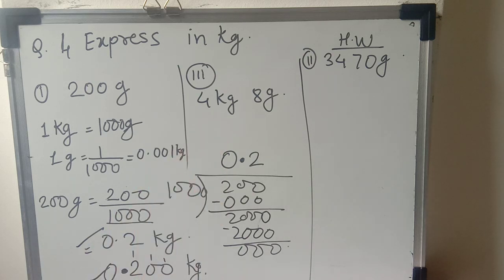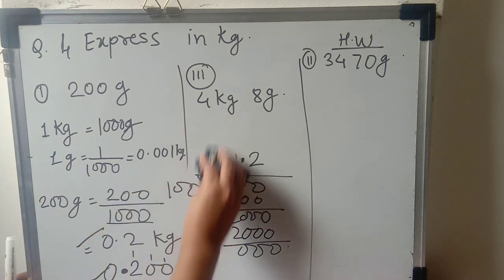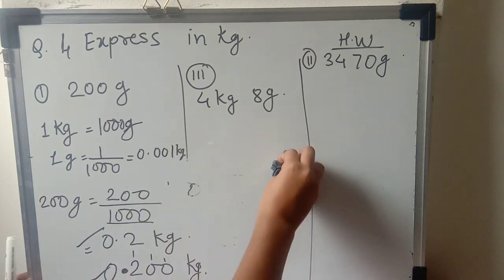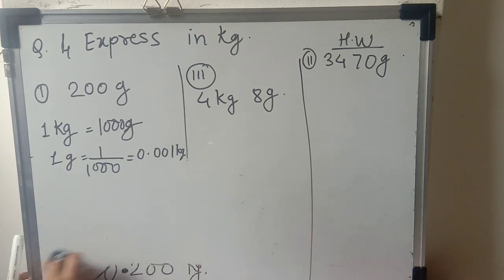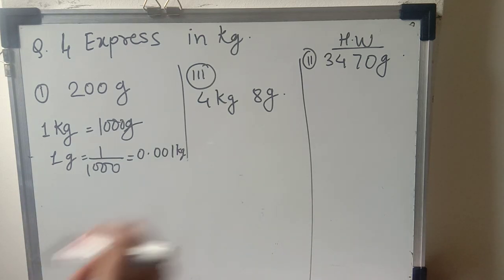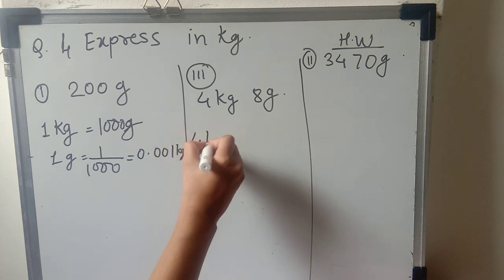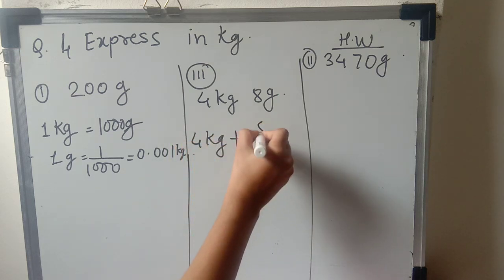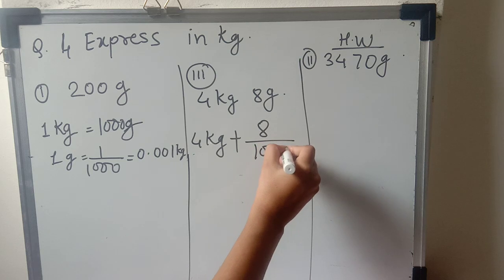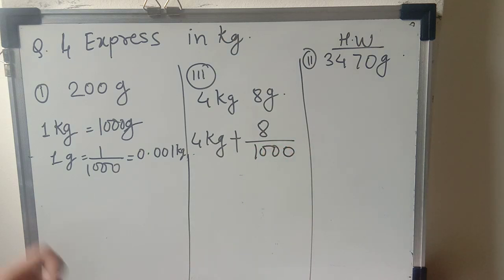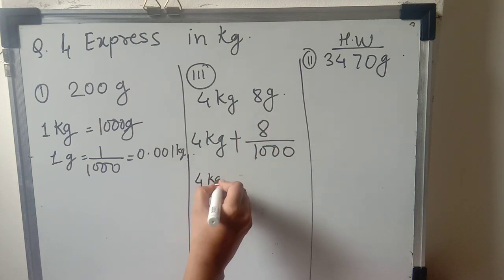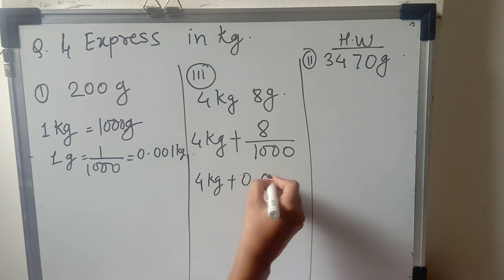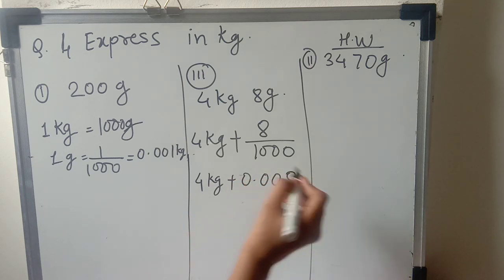Where the example is 4 kg 8 grams. So 4 kg is already in kilogram, so there is no need to change. What we have to change is the 8 grams. So here 4 kg plus 8 divided by 1000, because we all know 1 kg is equal to 1000 grams. That's why we have to divide, and here we'll get the answer 4 kg plus 0.008.